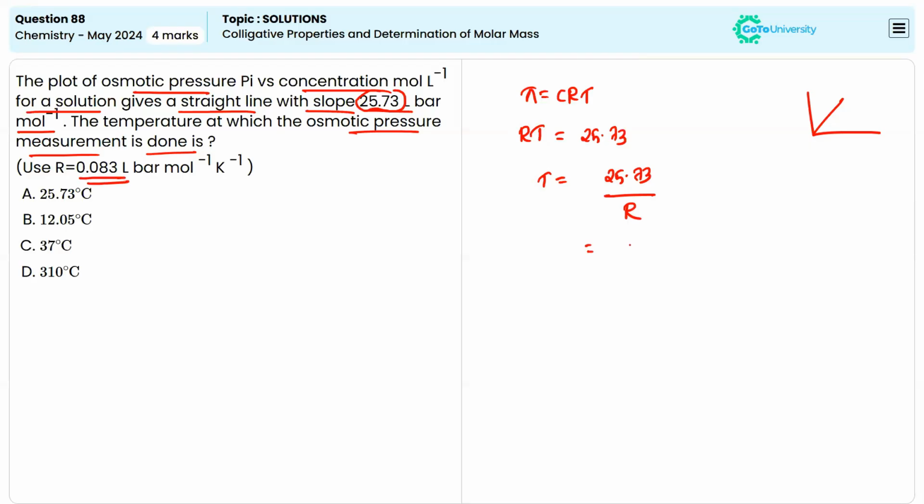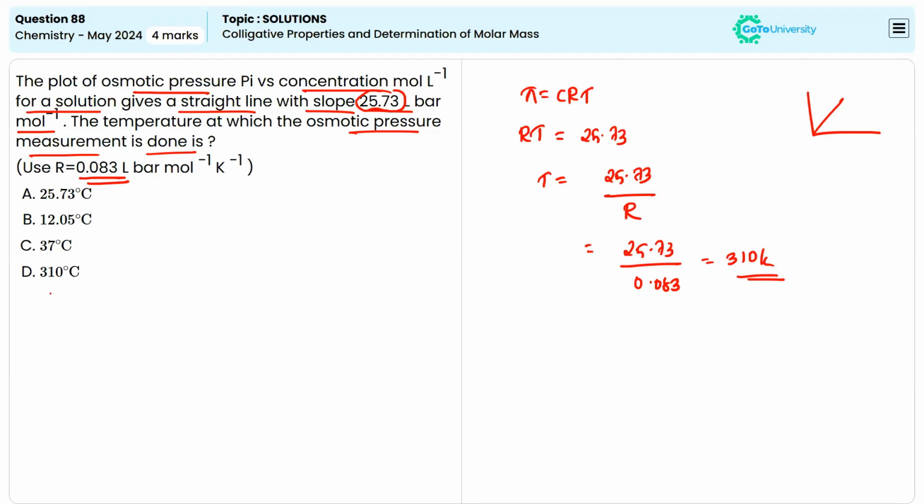So we can write 25.73 divided by 0.083. If you calculate this value, it will be 310 Kelvin. Okay. But in these options, it is given in degrees Celsius only.